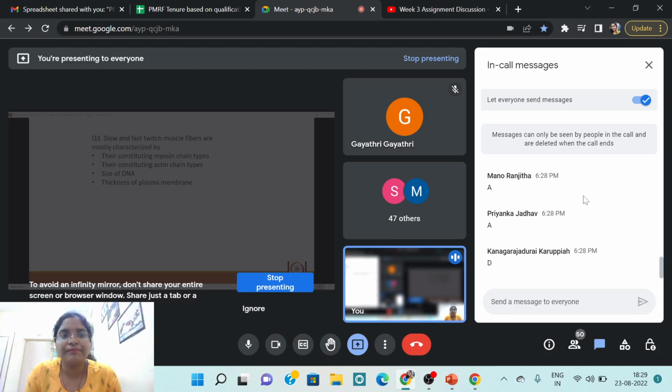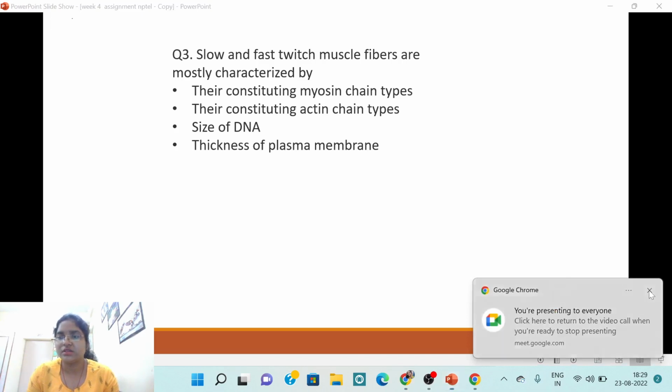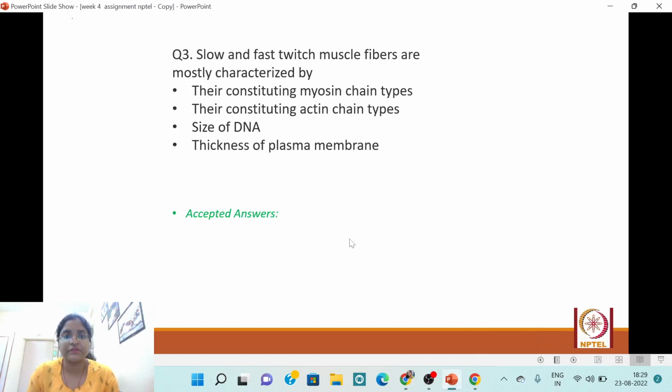So, okay. I think most of you have given the answers. Let's see. It's A or D. Most of them have given A. So the correct answer is A, the constituting myosin chain types. So the basic logic here was muscle fibers are mainly related to myosin chain types. So these two, slow and fast twitch fibers, are differentiated because of their different types of myosin chains, right?